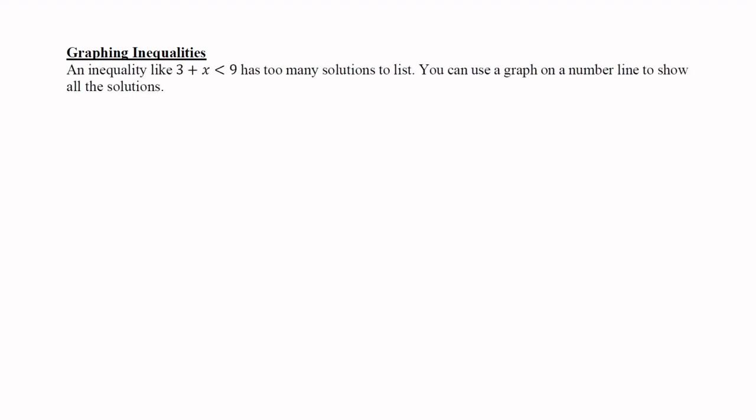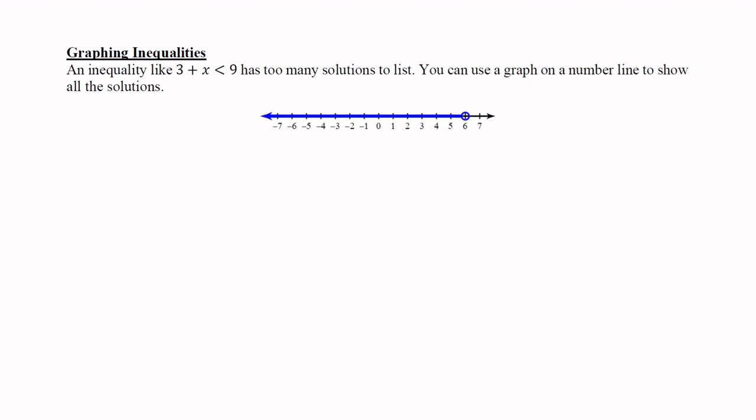It's all well and good to be able to describe the solutions of inequalities using words, but it's more efficient and easier to follow if we just graph the solutions of inequalities. An inequality like 3 plus x is less than 9 has too many solutions to list. There's no way you can list every number that is less than 9. So you can use a graph on a number line to show all the solutions. In this case, we say that it's all numbers that are less than 6.